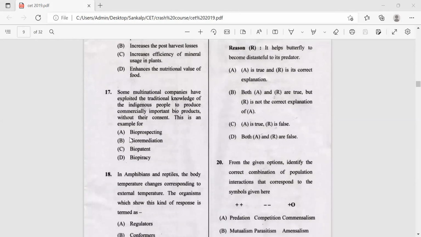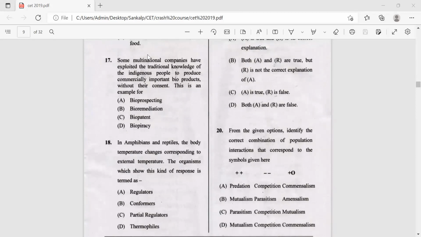17th question. Some multinational companies have exploited the traditional knowledge of the indigenous people to produce commercially important bioproducts without their consent. This is an example for: option A, bioprospecting; option B, bioremediation; option C, biopatent; option D, biopiracy. Janvi and Navya voted option D. Kirtana voted option D. Vani KS voted option D. Good. Tasmia answered option D, but Tasmia attended the session late. Okay, it's okay. So the right answer is option D, that is biopiracy.